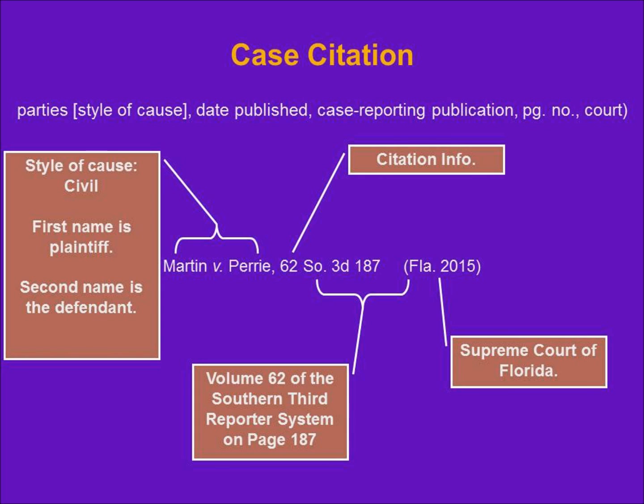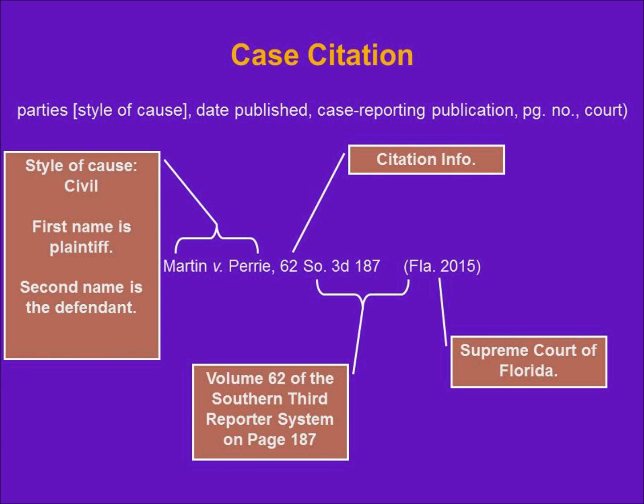Now, the citation information are those numbers and initials, and those are telling us where is the case, in what reporter system, in what book. If you were to go to a law library anywhere in the United States, you could use that phrase 62 SO 3d 187, and you could pull the right book from the right shelf and open it to the right page. What it really means is it's volume 62 of the Southern Third Reporter System on page 187. That's where the case is found.